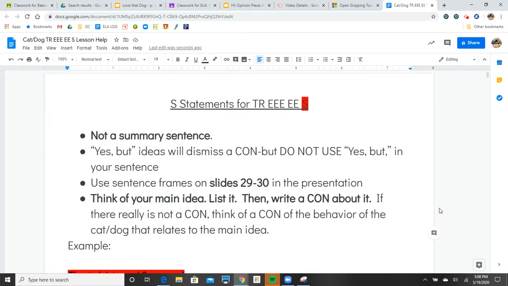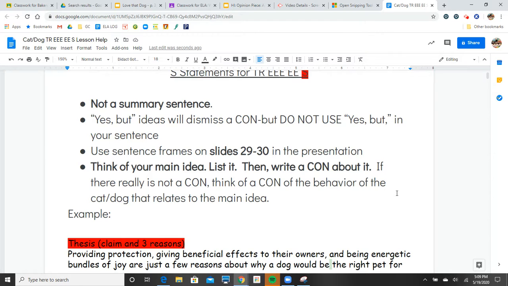Hello, boys and girls. This screencast will review and help you with your S statements for body paragraph 3. Remember that the S statement is not a summary sentence. Essentially, it is a yes, but statement in which you acknowledge a downside or a possible downside, and then you dismiss it. But we don't actually use the term yes, but in the actual sentences. You may use sentence frames on slides 29 to 30 to help you construct your S statement.